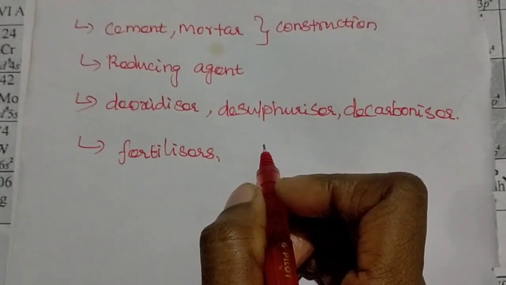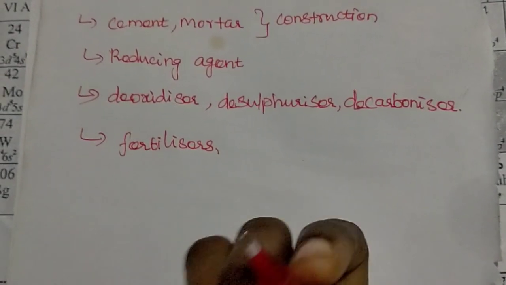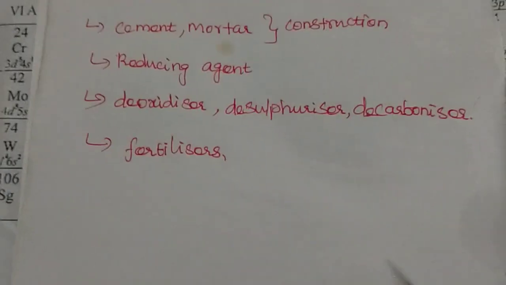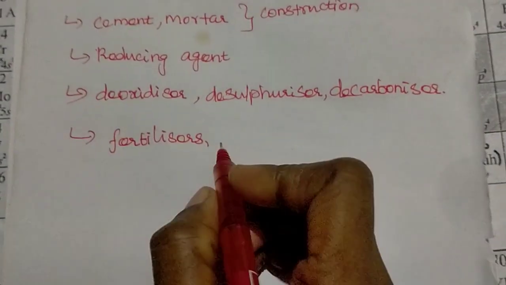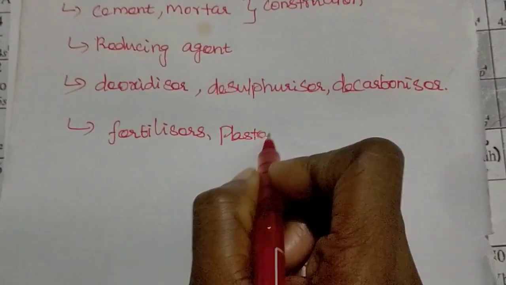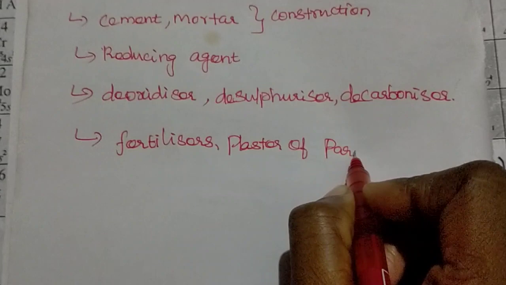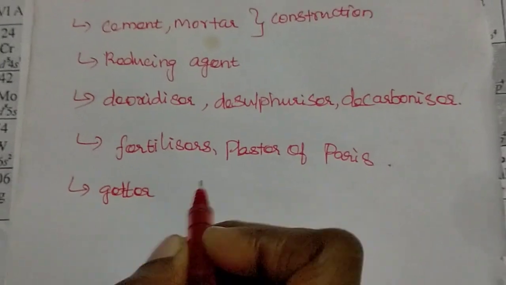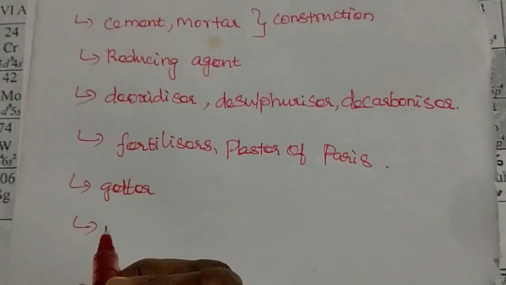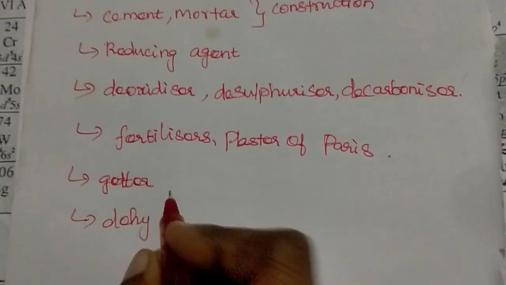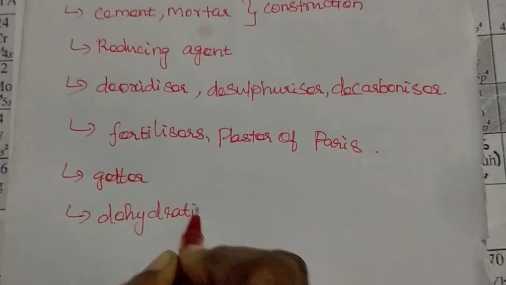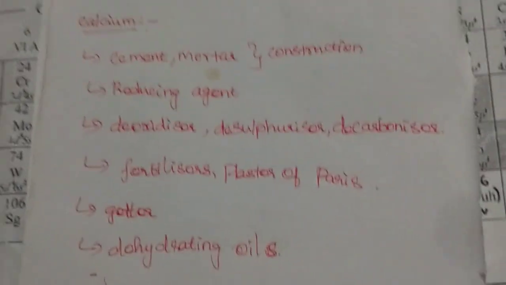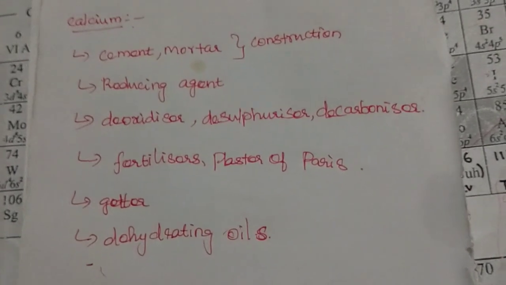Next, calcium is used in fertilizers, concrete and plaster of Paris. For concrete we use calcium, and plaster of Paris is also a compound of calcium. It is also used as a getter in vacuum tubes, and as a dehydrating agent for oils. Okay, so these are the main uses of calcium.